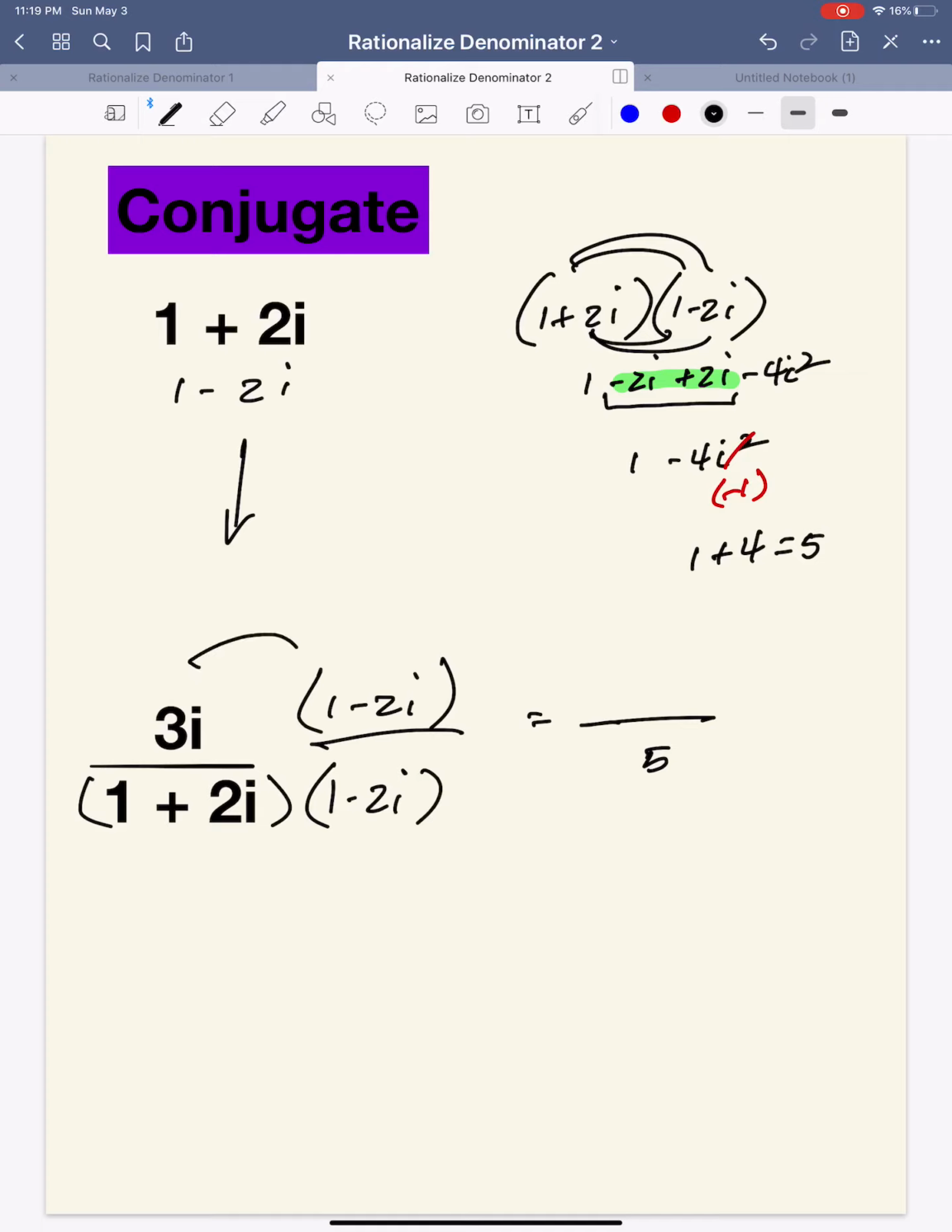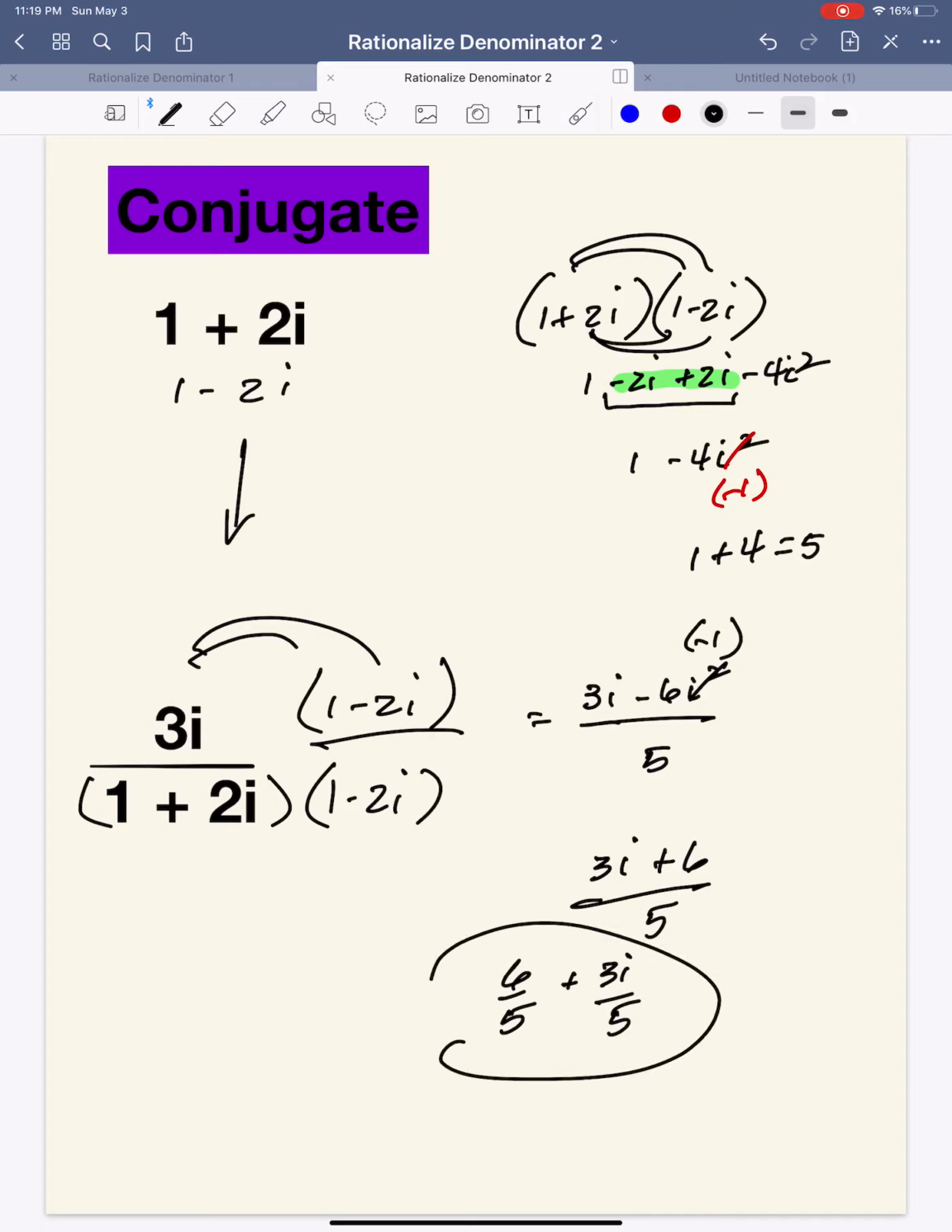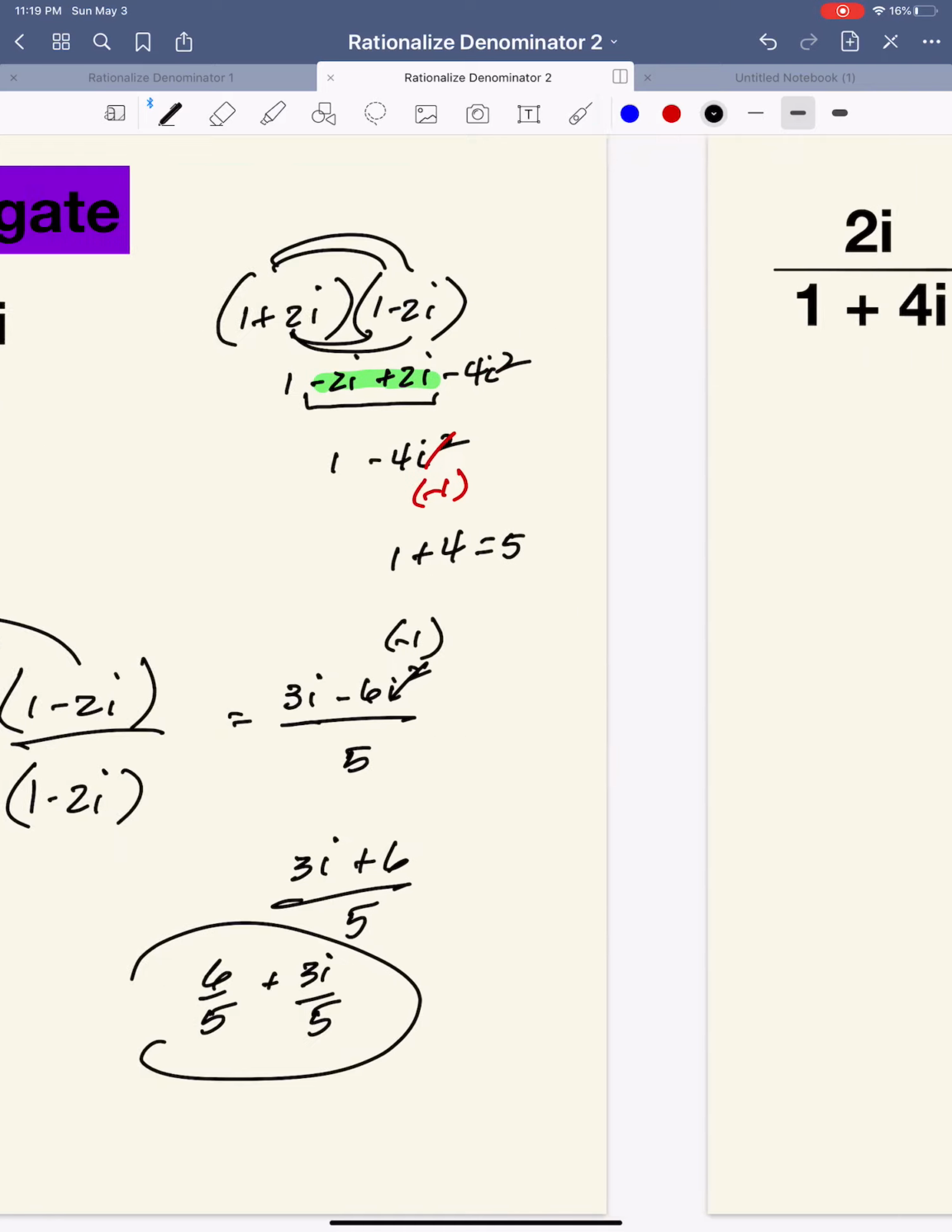And at the top, we have 3i minus 6i squared. Again, that's -1. So you have 3i plus 6 over 5. Separating it out, especially if we're going to use the IXL, it's really 6 over 5 plus 3i over 5. And that is how you're going to have to write it for IXL. Okay. Next one. One more.